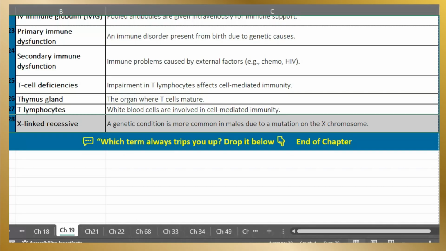So the last one, it's the X-linked recessive. It's a genetic condition more common in males due to a mutation on the X chromosome. X-linked equals X chromosome. So it's like receiving, it needs 2 copies in females and 1 in males.